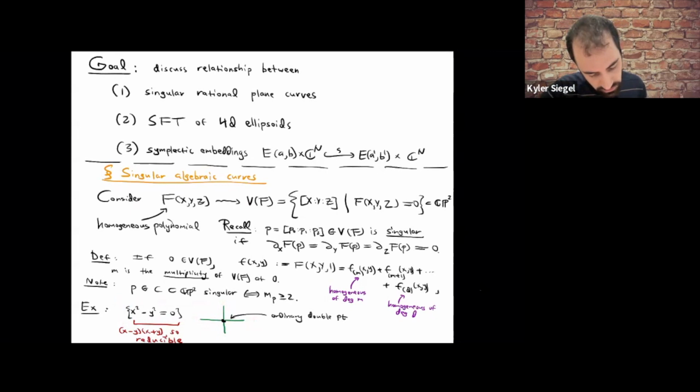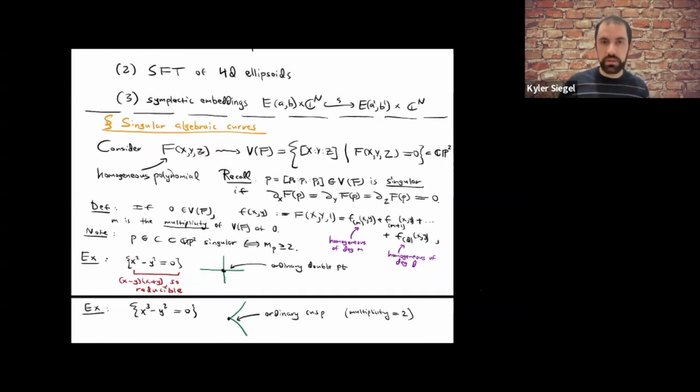But this is actually, so there's actually 2 branches passing through the origin, because this is actually a reducible polynomial. You can factor it, and so this is kind of what I would call a multi-branch singularity. So in fact, each branch is actually smooth, but you have 2 different branches meeting at a point.